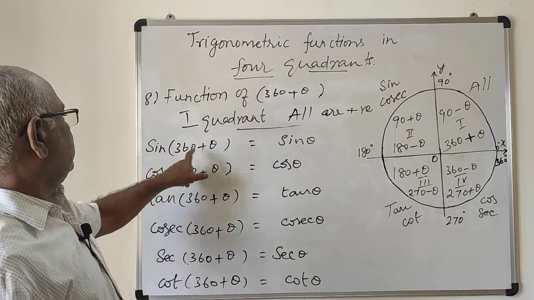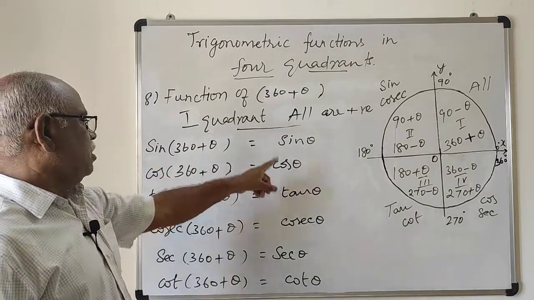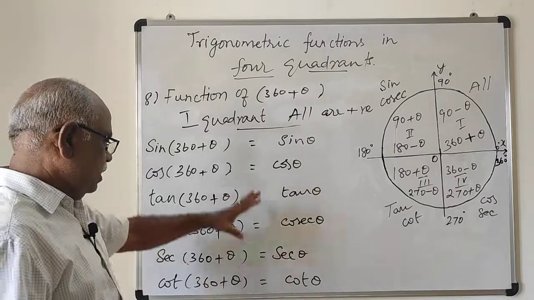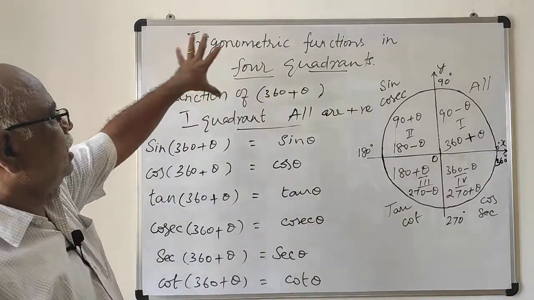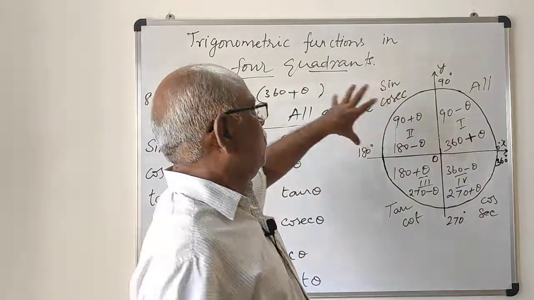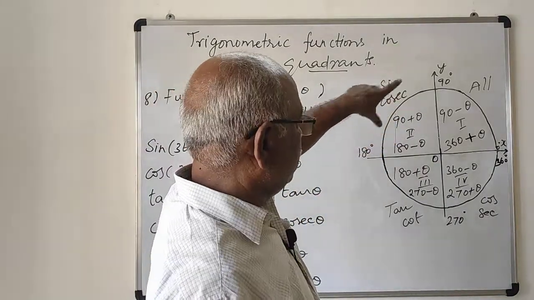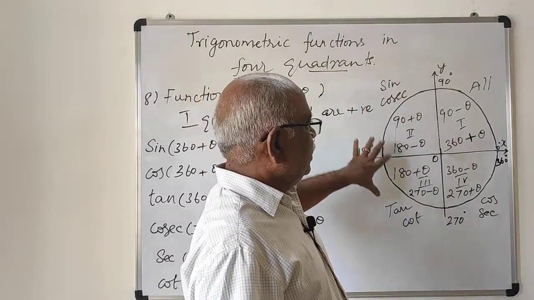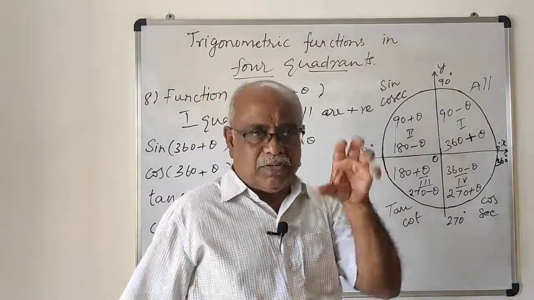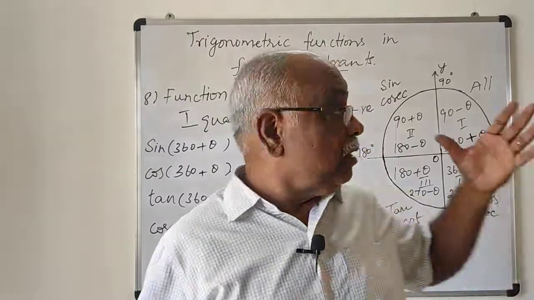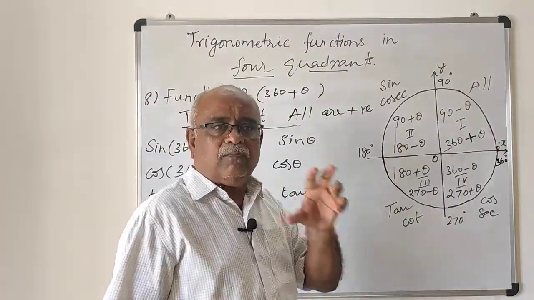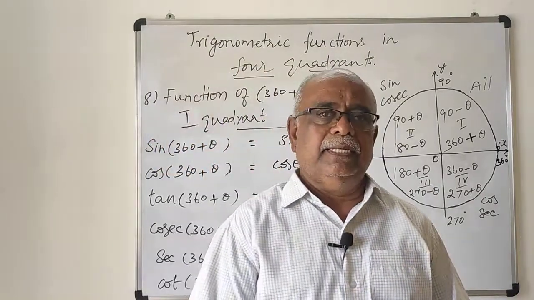ratio. So sin 360 plus is sin, cos 360 plus is cos, tan 360 plus is tan, cosecant 360 plus is cosecant. Like that, we have completed the functional values of the trigonometric functions in all four quadrants, and I will stop here. These are the things you have to remember very well. You have to find out these results to solve the problems in our exercise. Thank you.